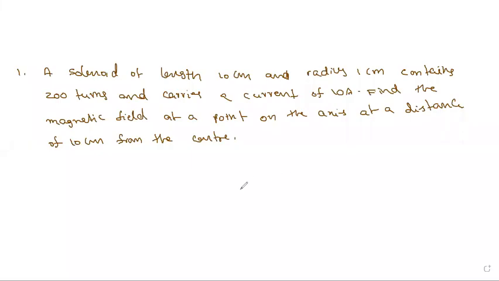See the question. A solenoid of length 10 centimeter and radius 1 centimeter contains 200 turns and carries a current of 10 ampere. The solenoid's length, radius, and number of turns are given. Find the magnetic field at a point on the axis at a distance of 10 centimeters from the center. Okay, see here.